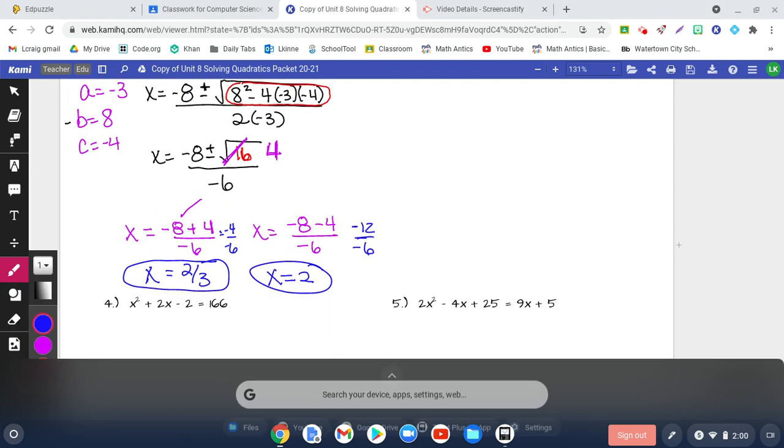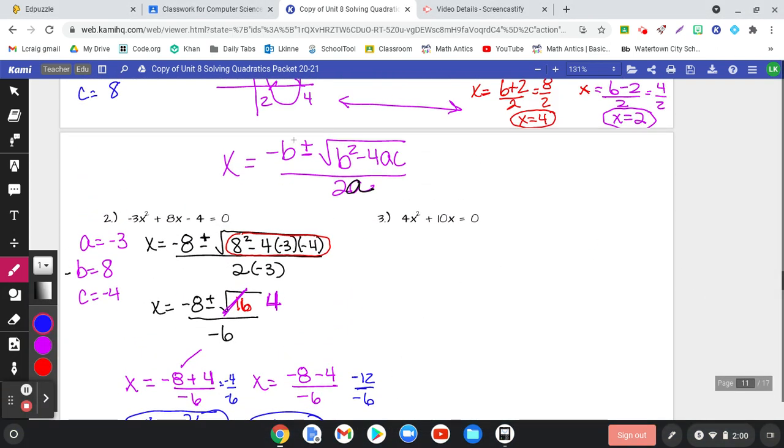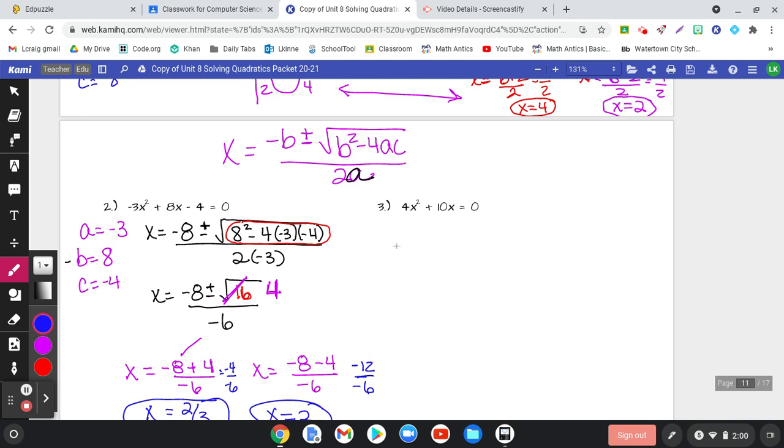So the thing I like about the quadratic formula, it looks a little scary, but it works every single time. You don't have to worry about trying to figure out which way to factor or changing the equation or anything like that. You just want to get everything to one side, tell me what A, B, and C are, and plug them in.